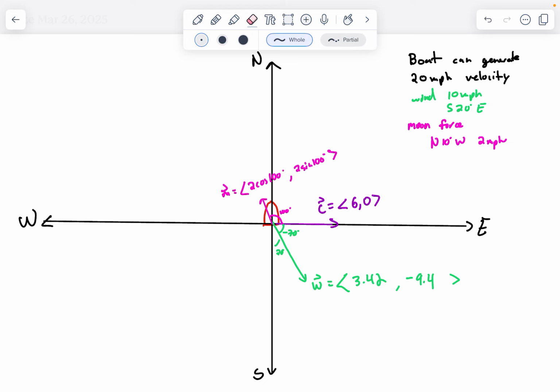So we can evaluate that, and I will. We can evaluate our moon force. Let's do 2 cos 100, and we get about negative 0.35. And we will do 2 sine 100. We'll get about 1.97.